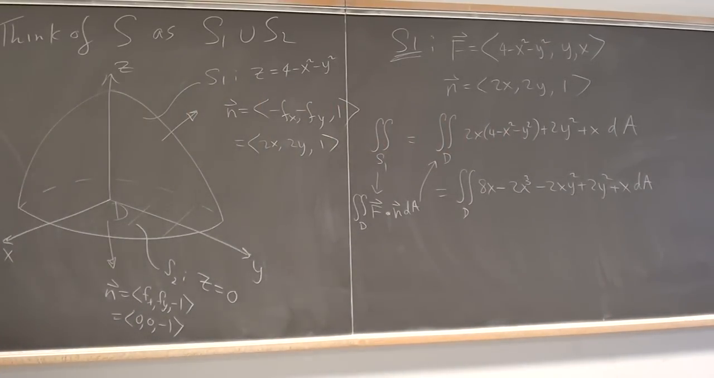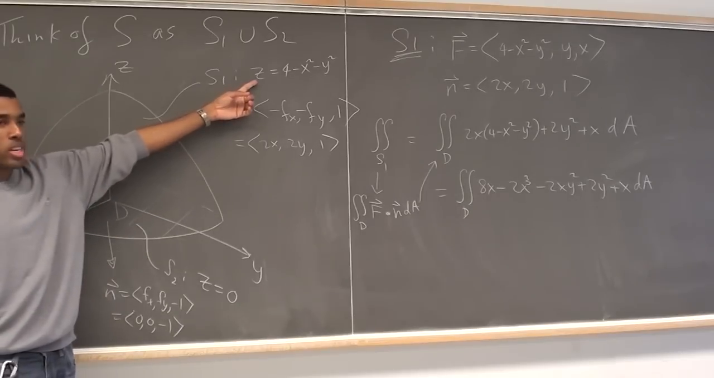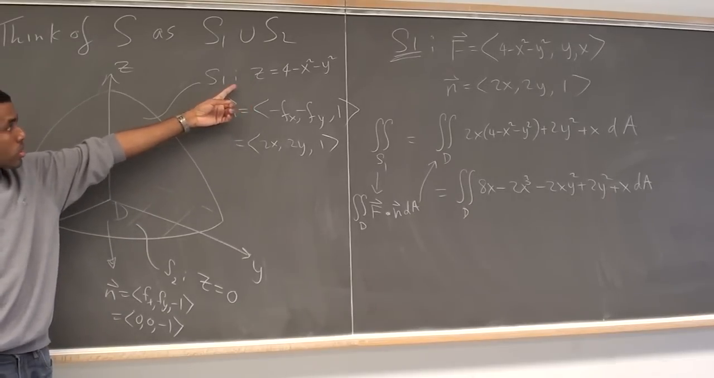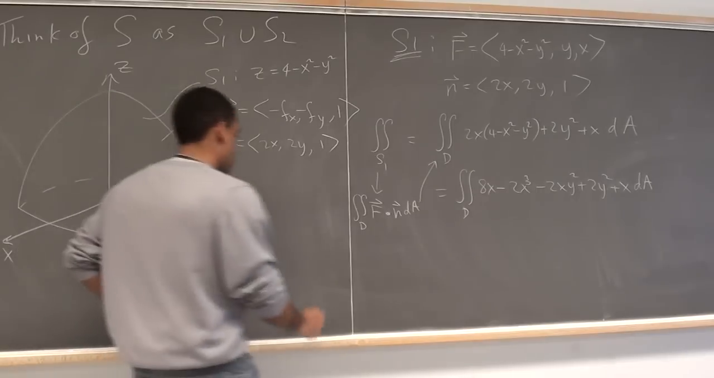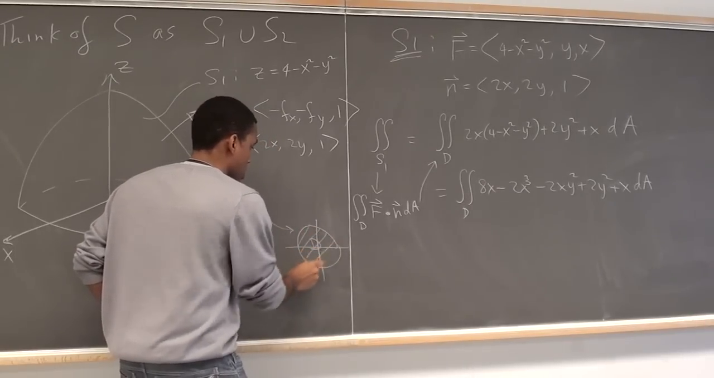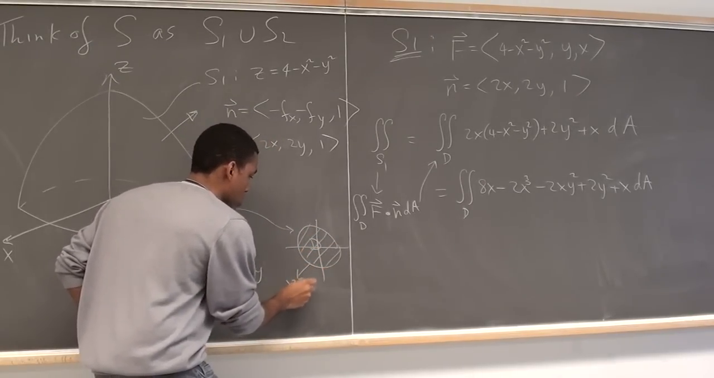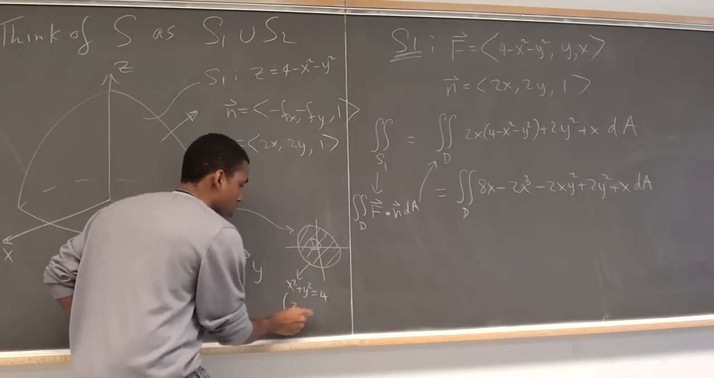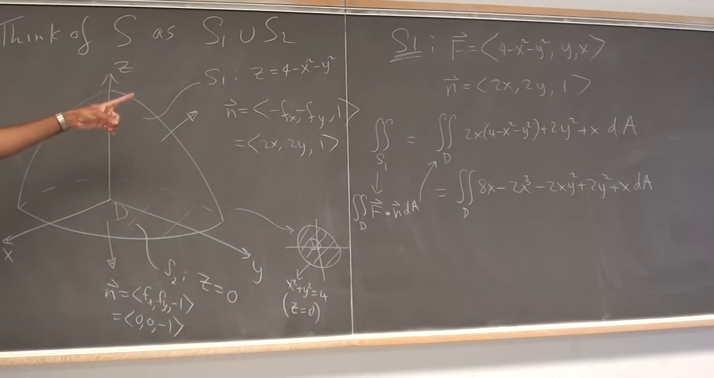Now how do we set up the limits on our integral? How do you set up D? I recommend polar. It's a circle. Which circle is this? If you set z equals 0, you get x squared plus y squared equals 4. So my D is just x squared plus y squared equals 4. I know this because I set z equals 0, which gives me the trace in the xy plane, and that is just a circle of radius 2, so I can set up in polar.